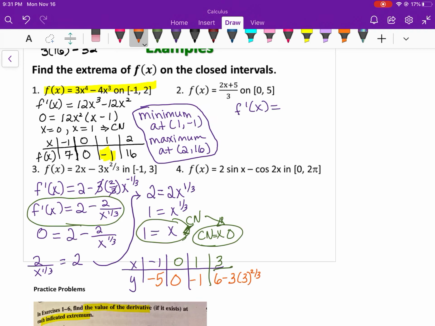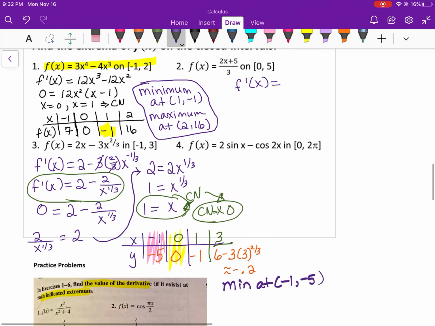6 minus 3 times 3 raised to the 2/3, which would be the same as 9 to the 1/3. That's negative 0.2-ish. So I can see from here that my lowest value is here, and my highest y value happens, let's see, highest would be 0. And so I'm going to say that I have a minimum at (-1, -5), and I have a maximum at (0, 0).